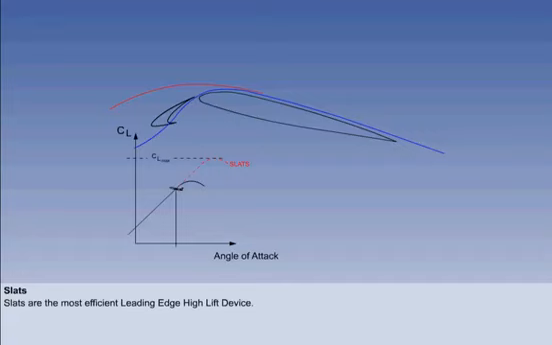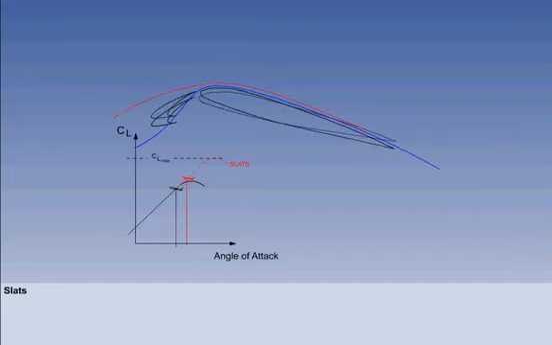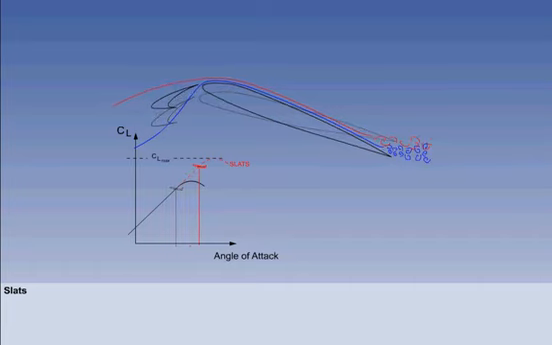Slats increase CL max by increasing the boundary layer kinetic energy. This merely extends the lift curve. If a constant angle of attack is maintained, the lift coefficient of the aircraft will remain the same, and there will be no operational change. For the aircraft to benefit from slats, the pilot must fly the aircraft at a higher angle of attack, a higher nose attitude.